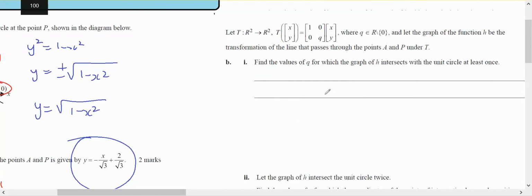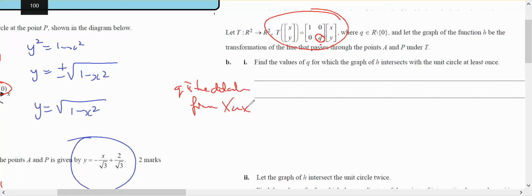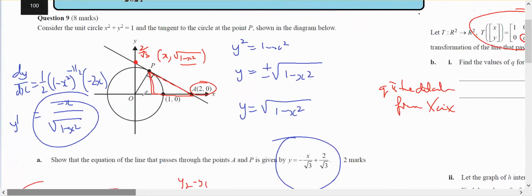Okay, part B. I have this matrix. Q is the only thing that's there. Q is the dilation from the x-axis. It's the thing that multiplies the y-coordinate. Find the values of Q for which the image intersects the unit circle at least once. Okay, so when Q equals 1, it intersects once. And when Q equals negative 1, it is also once.